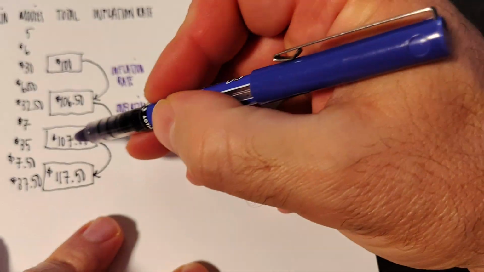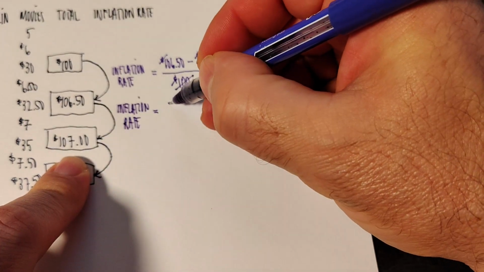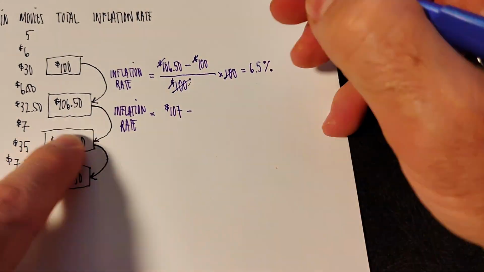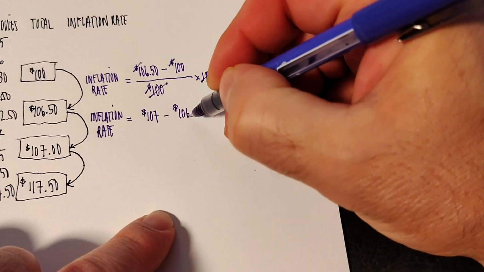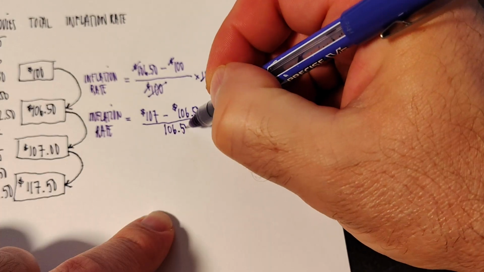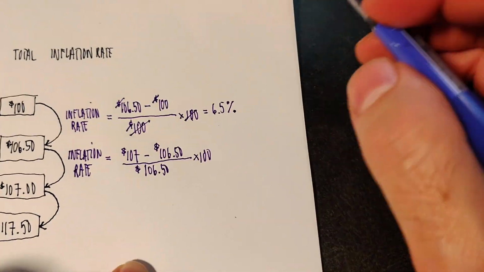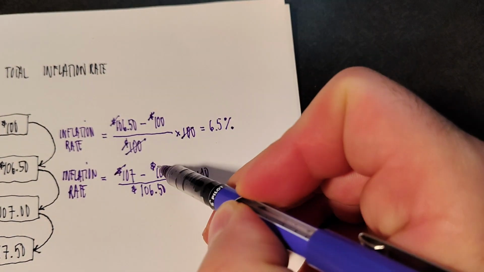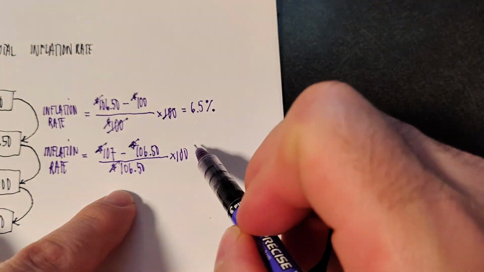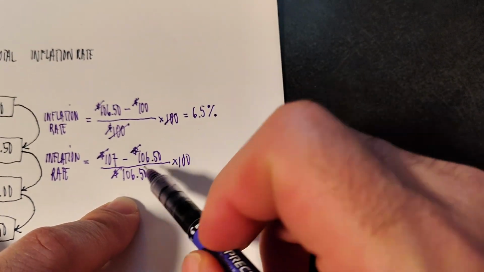it's going to be, again, the new price of the basket, which is 107, minus the old price, which was $106.50, divided by $106.50 times 100. And again, we're going to have that our units will cancel, so those dollar signs go away. But we can't really cancel this value here. So we actually have to do a little bit of math here.